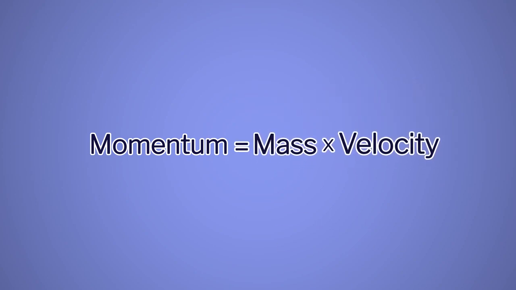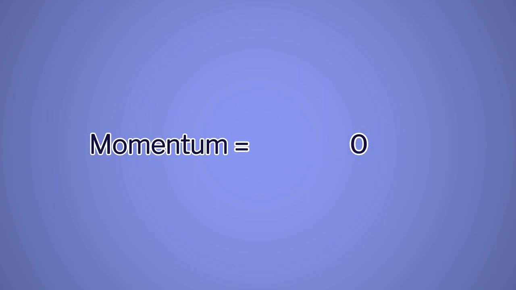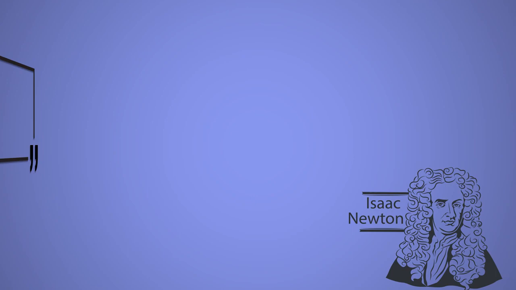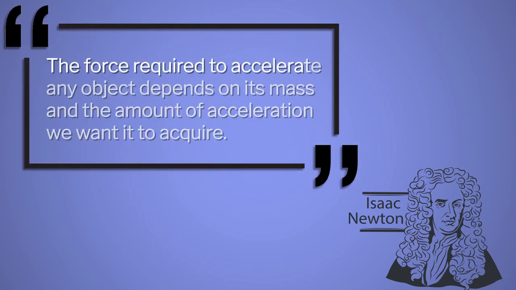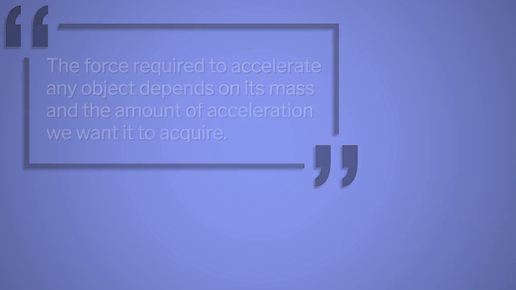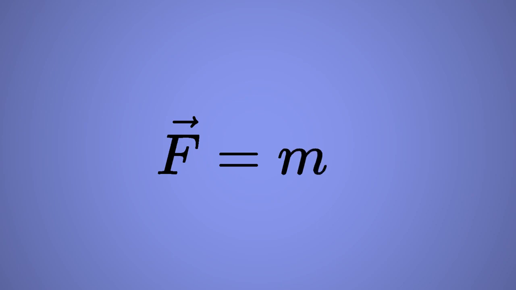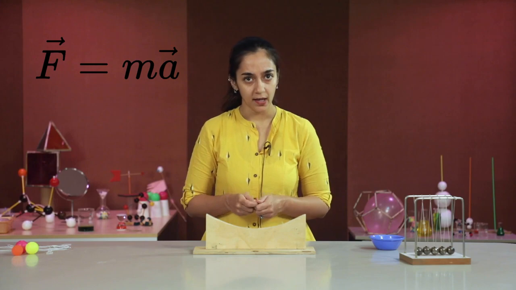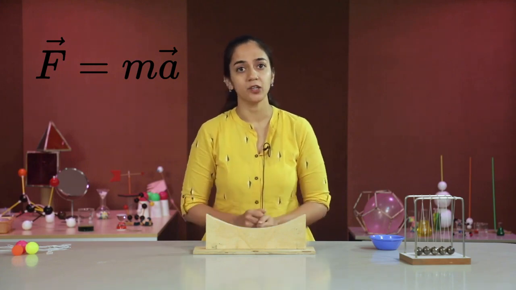Momentum of an object is due to its motion. Hence, if velocity is 0, momentum will also be 0. Acceleration, as you have learnt before, is the change in velocity per unit time. According to Newton, the force required to accelerate an object depends on its mass and how much acceleration we want to acquire, that is F is equal to ma. This is Newton's second law of motion. Force equals mass times acceleration.